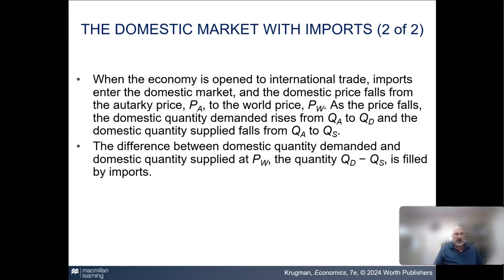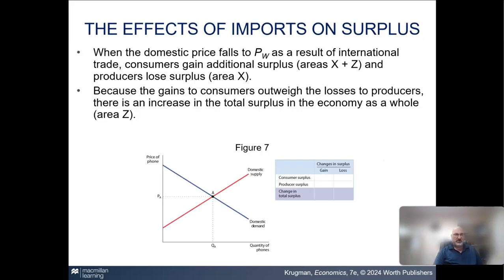So when the economy's open to international trade, imports enter the domestic market and the domestic price falls from the autarky price, P sub A, to the world price, P sub W. As the price falls, domestic quantity demanded rises from Q sub A to Q sub D. Domestic quantity supplied falls from QA to QS. And all of that is filled with imports. So as we fall, let's get that down there.